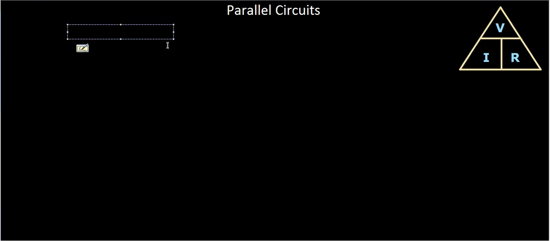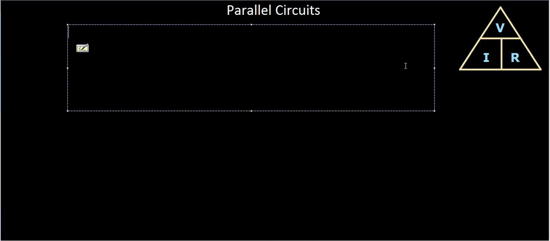Welcome back. In today's lesson, we're going to be learning about parallel circuits. Parallel circuits are circuits with resistors running parallel to each other instead of in a series. So we can say it's a circuit divided into multiple pathways, divided into two or more pathways, and all of these pathways are running parallel to each other.